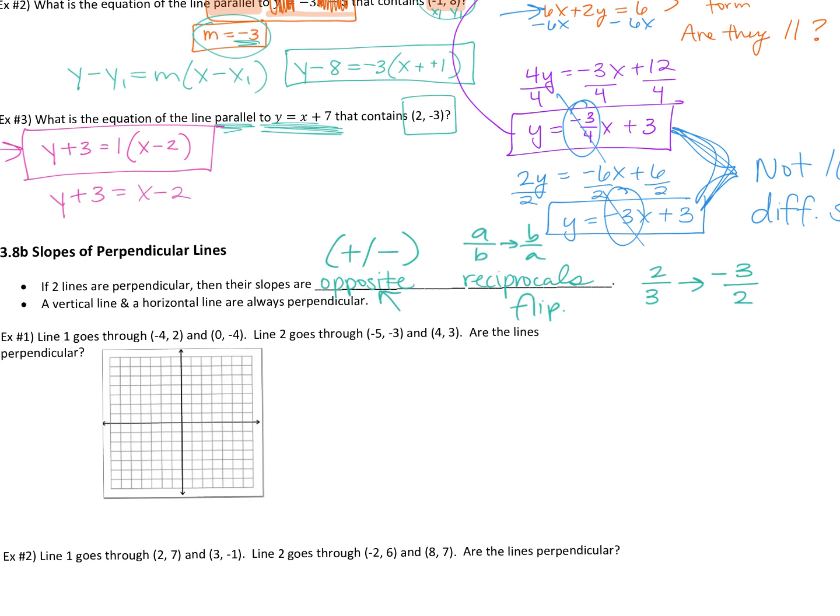Okay? And then vertical and horizontals are always perpendicular. Always form a 90 degrees if one is horizontal and one is vertical.